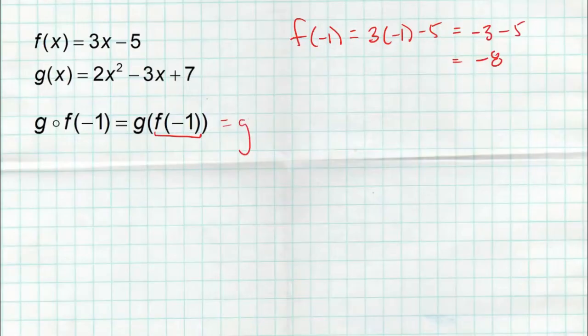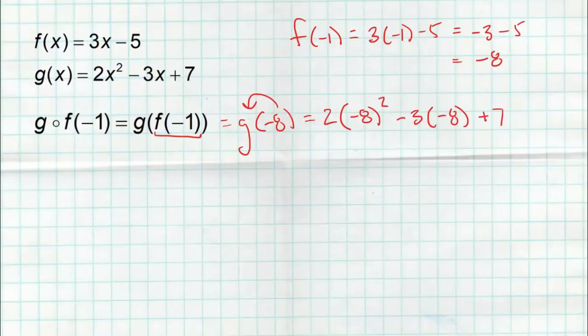Now I'm going to take that output of negative 8 and use it as my input into g. This one's going to be a little bit more work, but 2 times negative 8 squared minus 3 times negative 8, plus 7. Be very, very careful here not to make a mistake with some simple math. Negative 8 squared is a positive 64. So I get 2 times 64.